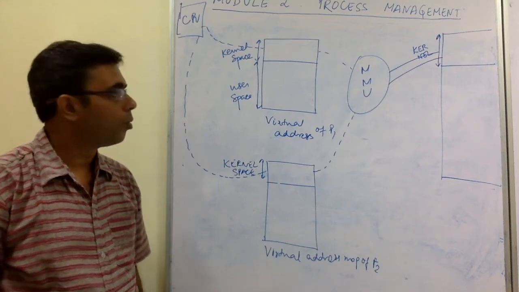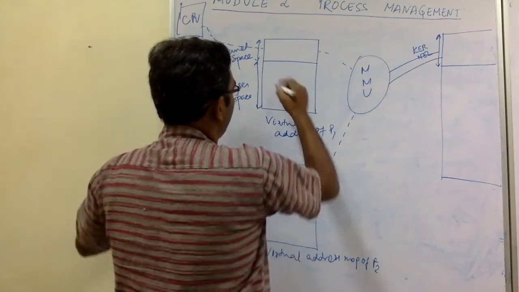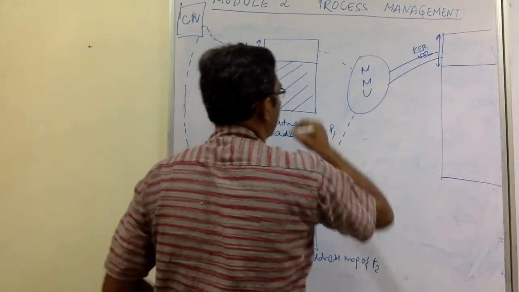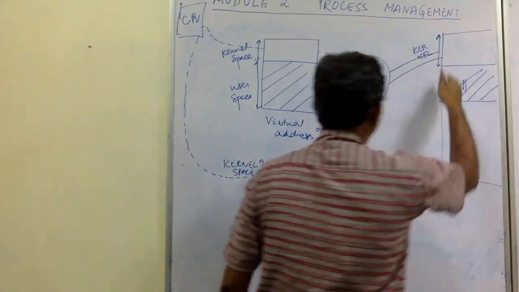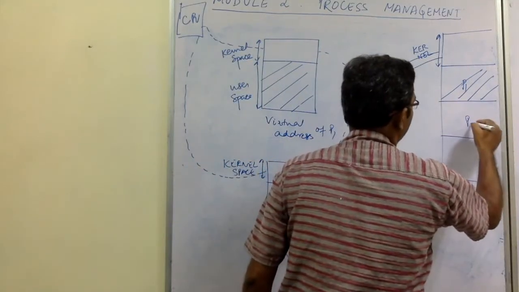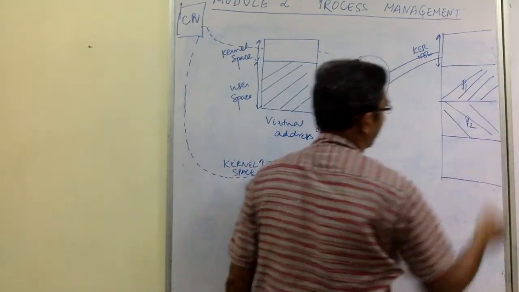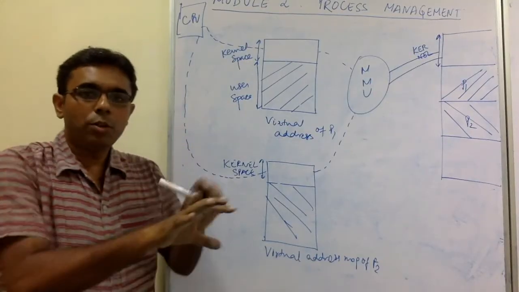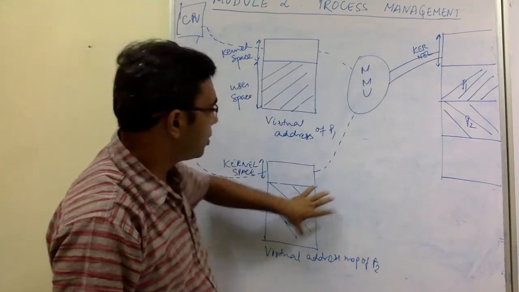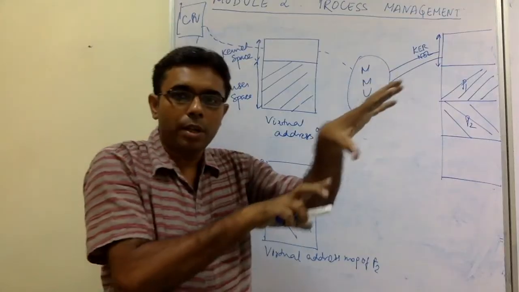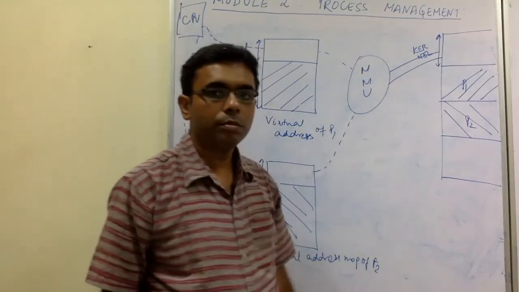So what do we find here? Physically, this portion of P1, let's say, is the user space of P1, and this is the user space of P2. They can be in two different positions in the physical memory. But the kernel space of both of them can be shared.